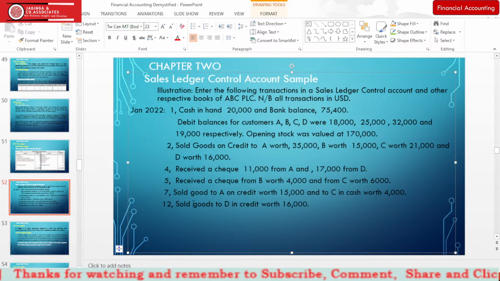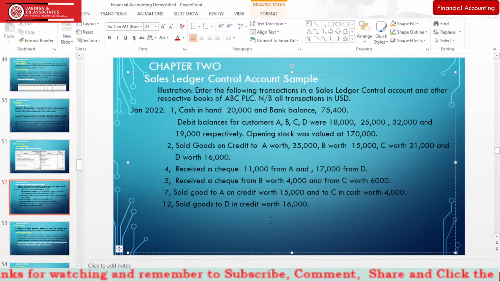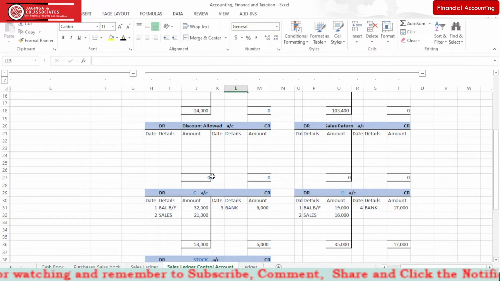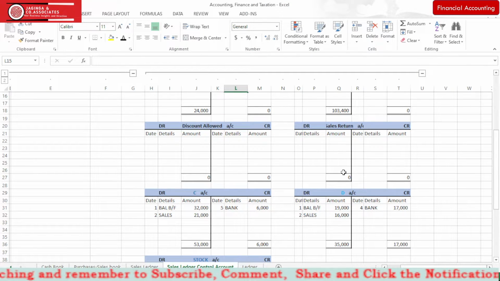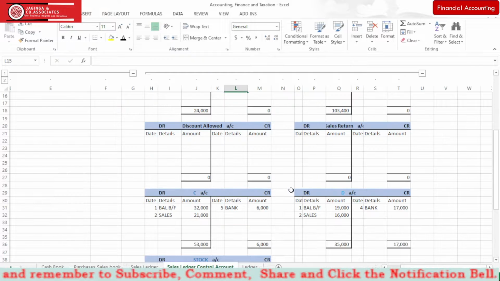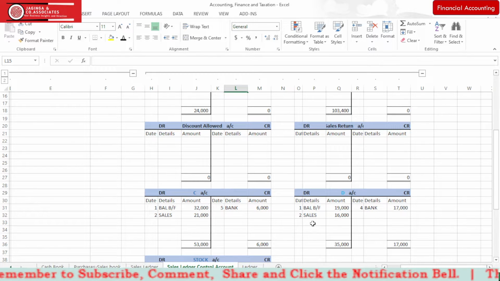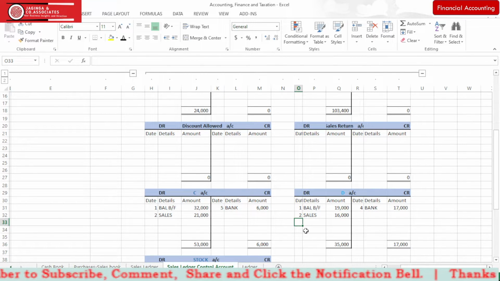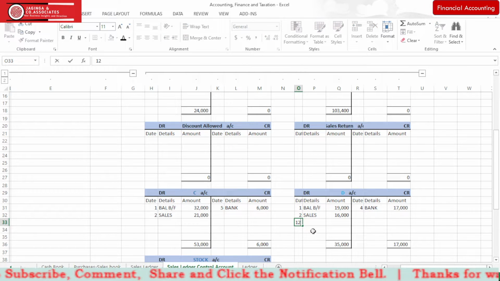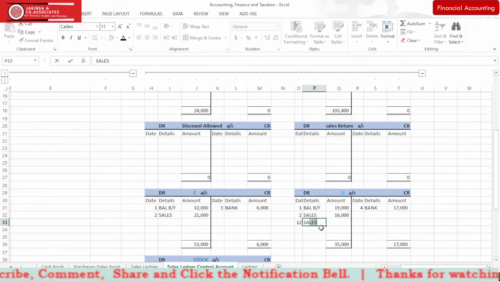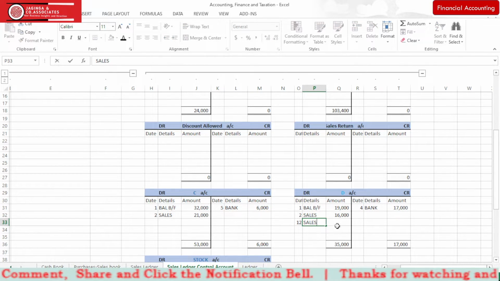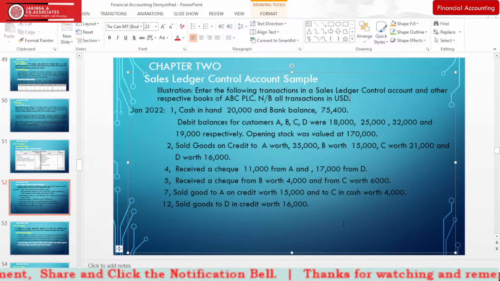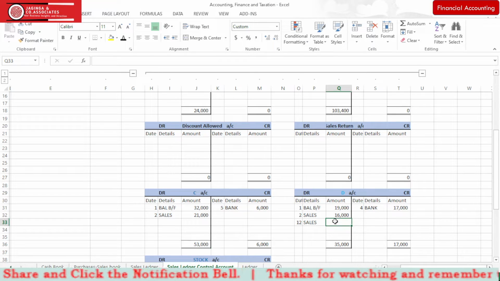So sold goods to D on credit worth 16,000. So goods were sold to D. Now this was on 12th. So we'll go to the account. So here we'll write 12th. So here we are writing sales. The sale amount was worth 16,000.